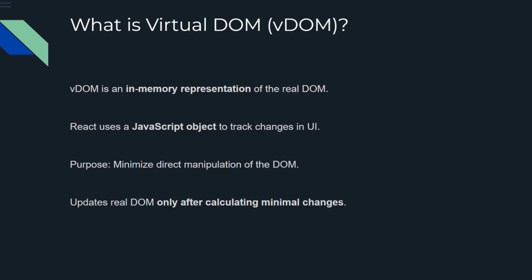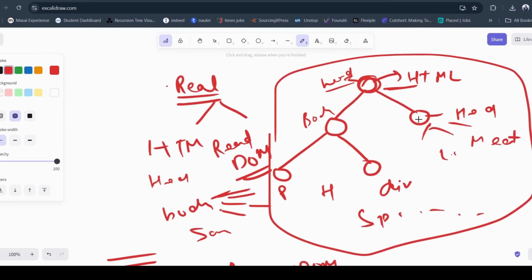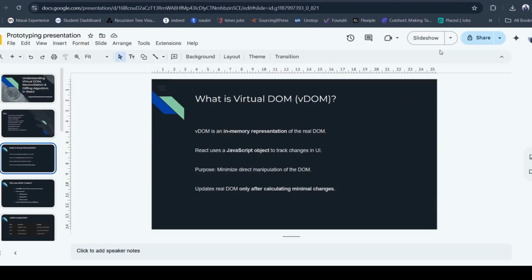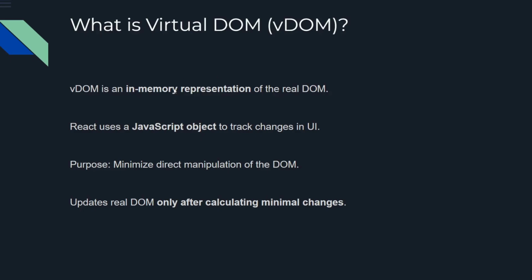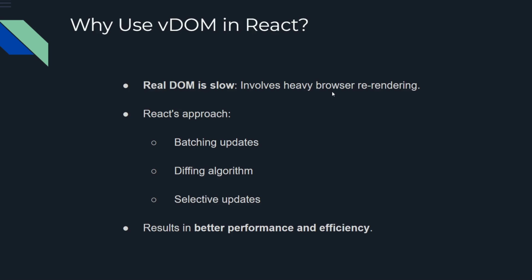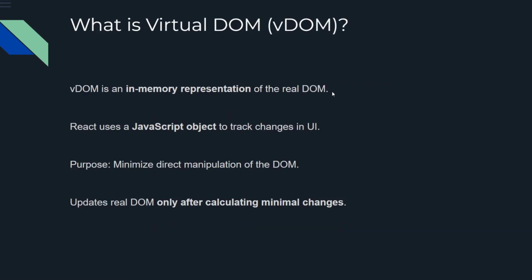So now let's talk about the virtual DOM. What is the virtual DOM? Virtual DOM is an in-memory representation of the real DOM. As I told you right now, this is the DOM, right? I created this DOM, so this is the real DOM. Virtual DOM is nothing but an in-memory representation of the real DOM. In-memory representation of the real DOM means it carries a copy of the real DOM.